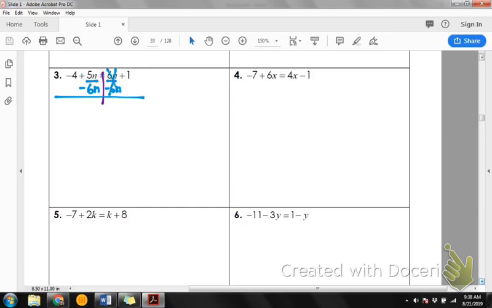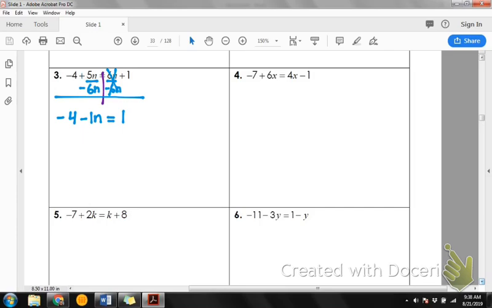So I have a negative 4. What is 5 minus 6, though? A positive 5 minus 6. They're really opposite signs. What'd you say? Negative 1. Okay. So this leaves me with a negative 1n, or you can just put negative n, equals 1. Are we okay so far?